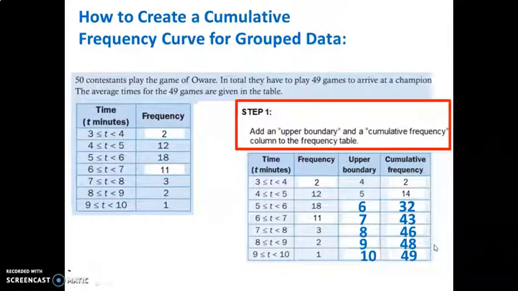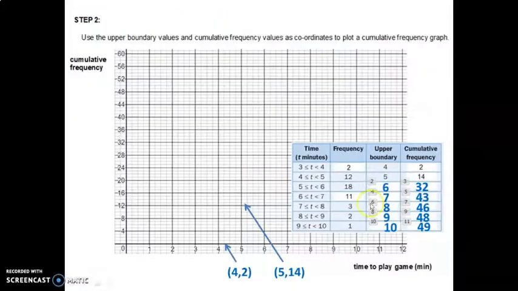Check yours carefully. Again, by the end, the cumulative frequency column should get to our total number of data. And in this case, we were told there's 49 games. And again, if we added all the frequencies, we would get 49. And that's what we see this reaching here, because it's a running total. Okay, great. So now we have upper boundaries and cumulative frequency. We're going to use those. There's the upper boundaries, and we're going to use the upper boundaries and cumulative frequencies to graph.